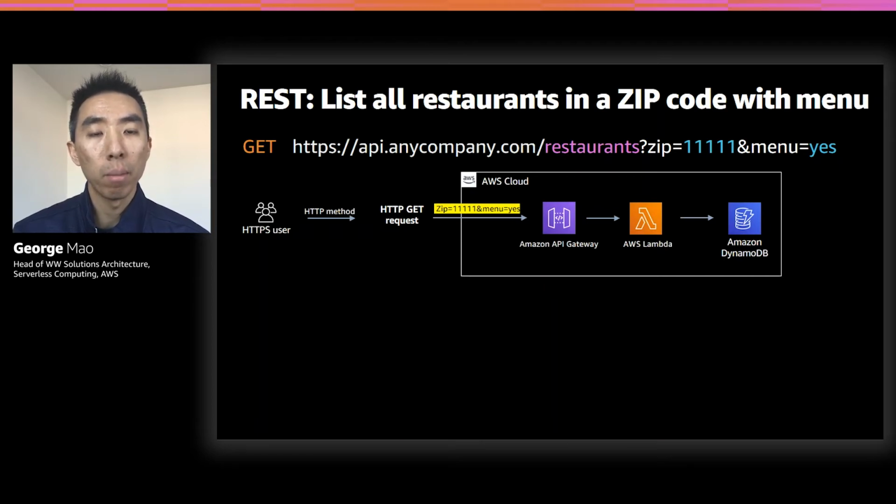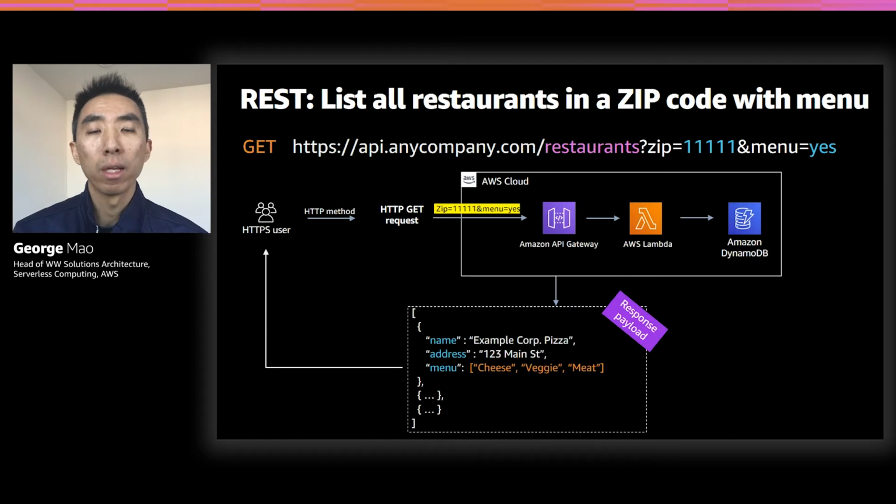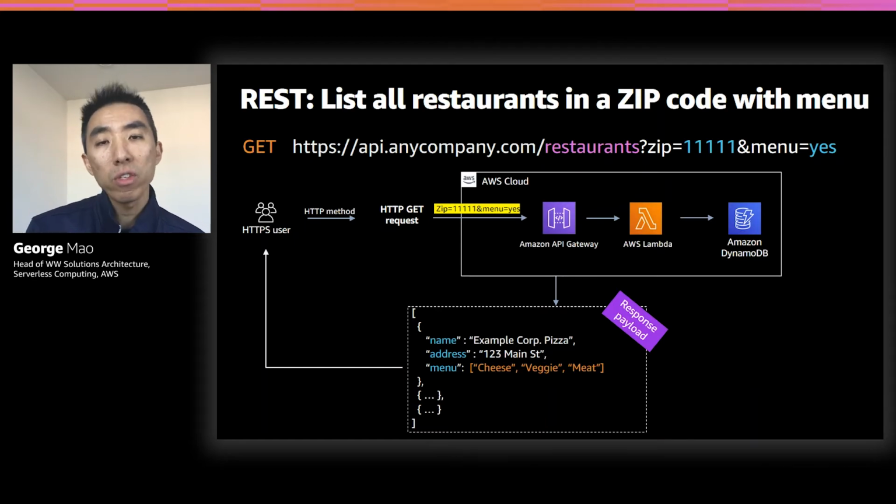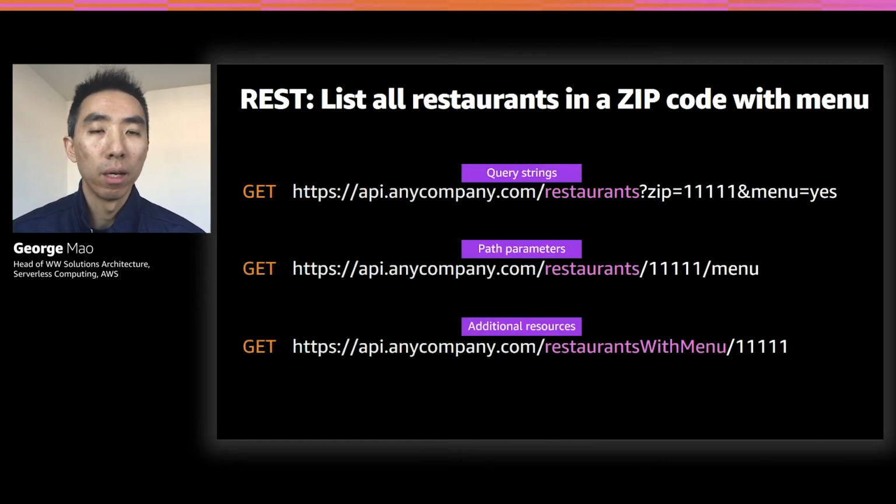API Gateway will automatically parse that request and then forward that downstream to your Lambda function. And your Lambda function is responsible for performing the query into your backend database. The response payload might look something like this. So in each of the responses, the restaurant will now include a menu with an array of the menu options that restaurant can provide.